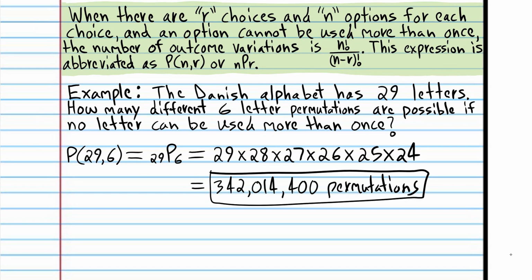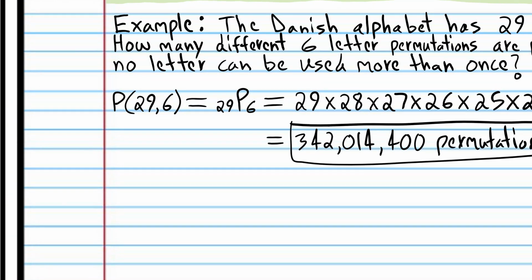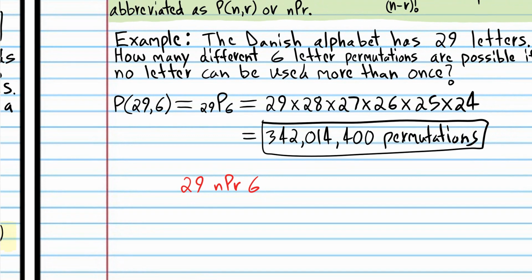So in your TI-84, enter the number 29 and then push the math button at the upper left just like we did before. Use the right arrow key to go to PRB, probability, and then go down to number 2 where it says nPr. Then press enter. Then enter the number 6. So what you should see on your screen is 29 nPr 6. And then press enter. And you should get 342,014,400 permutations.